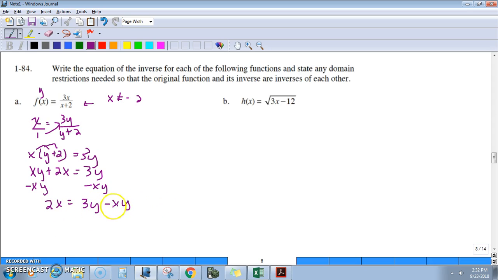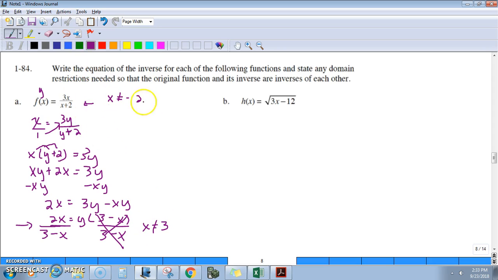And here I can factor out that y, and I can tear apart those terms so that I can get y by itself. So I'm going to keep 2x over here, but I'm going to factor out that y, so then I just have 3 minus x, and then divide both sides by 3 minus x. Okay? So that would be my inverse function, but this inverse function does not work where x is 3. For x not equal to 3.